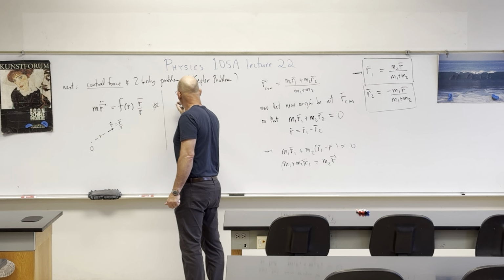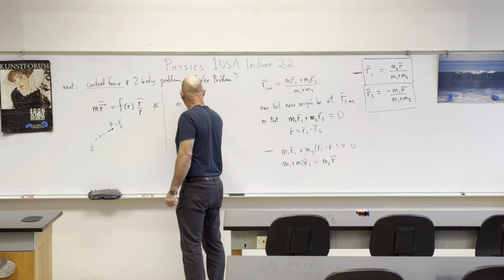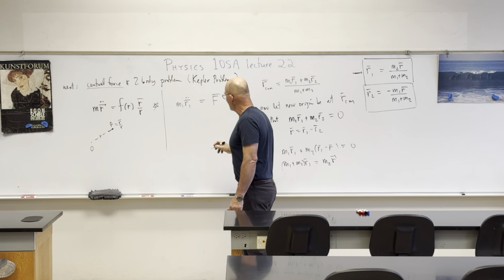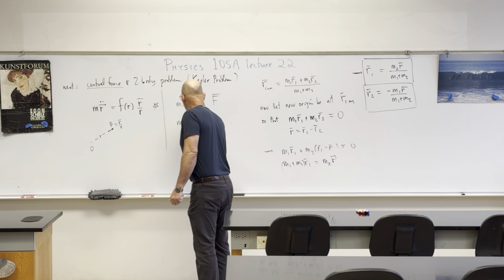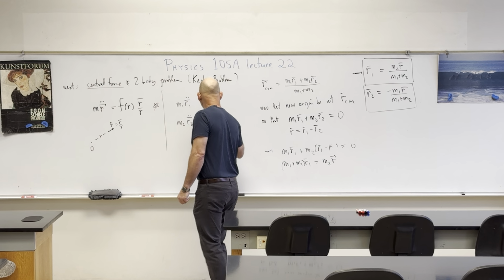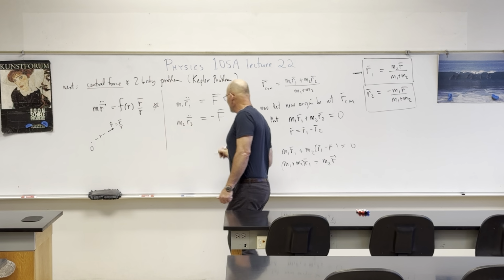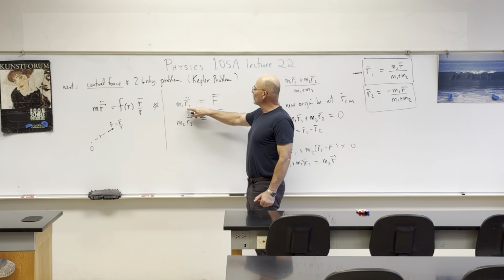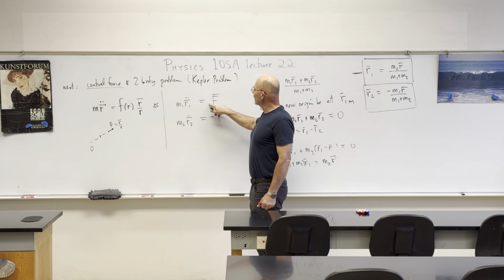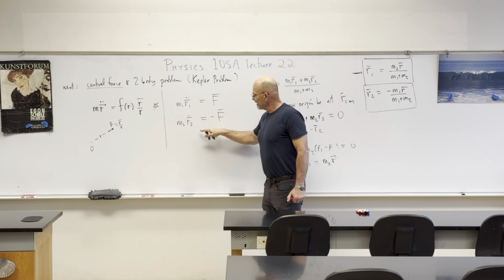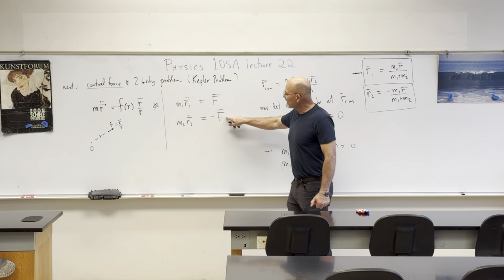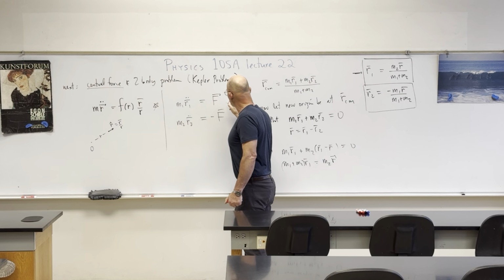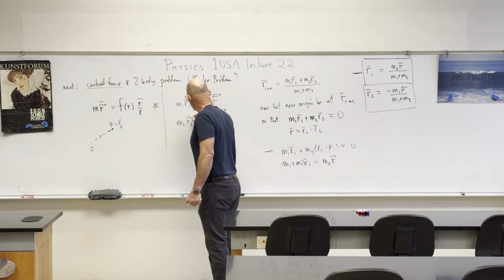So Newton's law of motion would be M1 R1 second derivative is equal to F, and M2 R2 second derivative is equal to minus F. You guys agree with that? So that's saying the force on M1 is equal to some force vector, and the force on M2 is equal and opposite by Newton's third law. So that's why I can identify these two, equal in magnitude, opposite in direction.